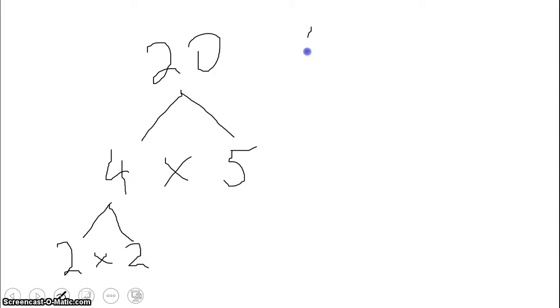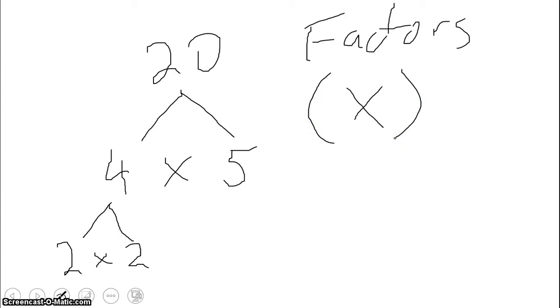The key thing with factors is it's multiplication. So don't worry about adding or subtracting, multiplication. We need to know how to make 20. We can make 20 by 4 times 5, and we can make 4 by 2 times 2. So if we needed to write out the factors of 20, the factors of 20 are 2, 4, and 5, and we can make 20 by 2 times 10 as well. So I'm going to put the 10 there as well. So that's how we do our factors.